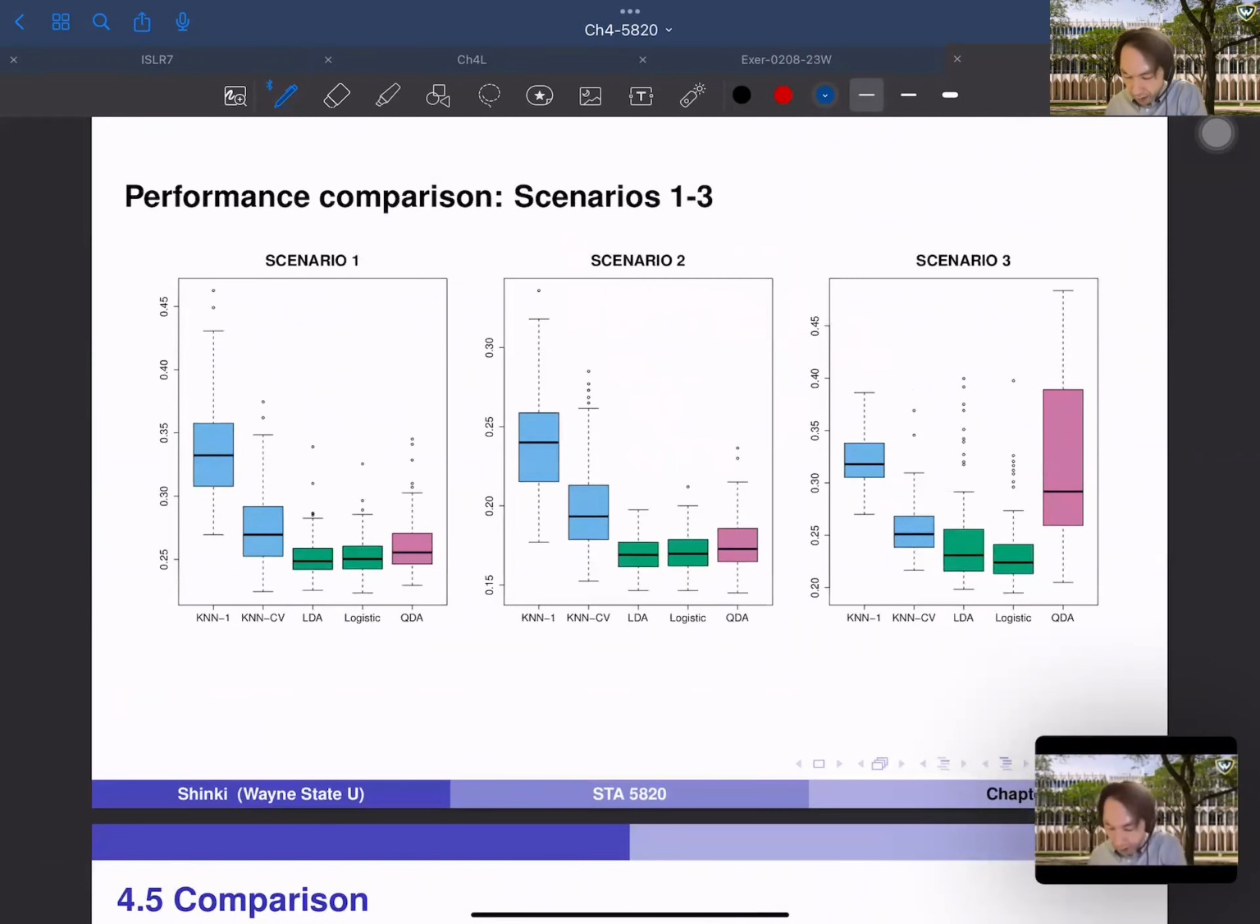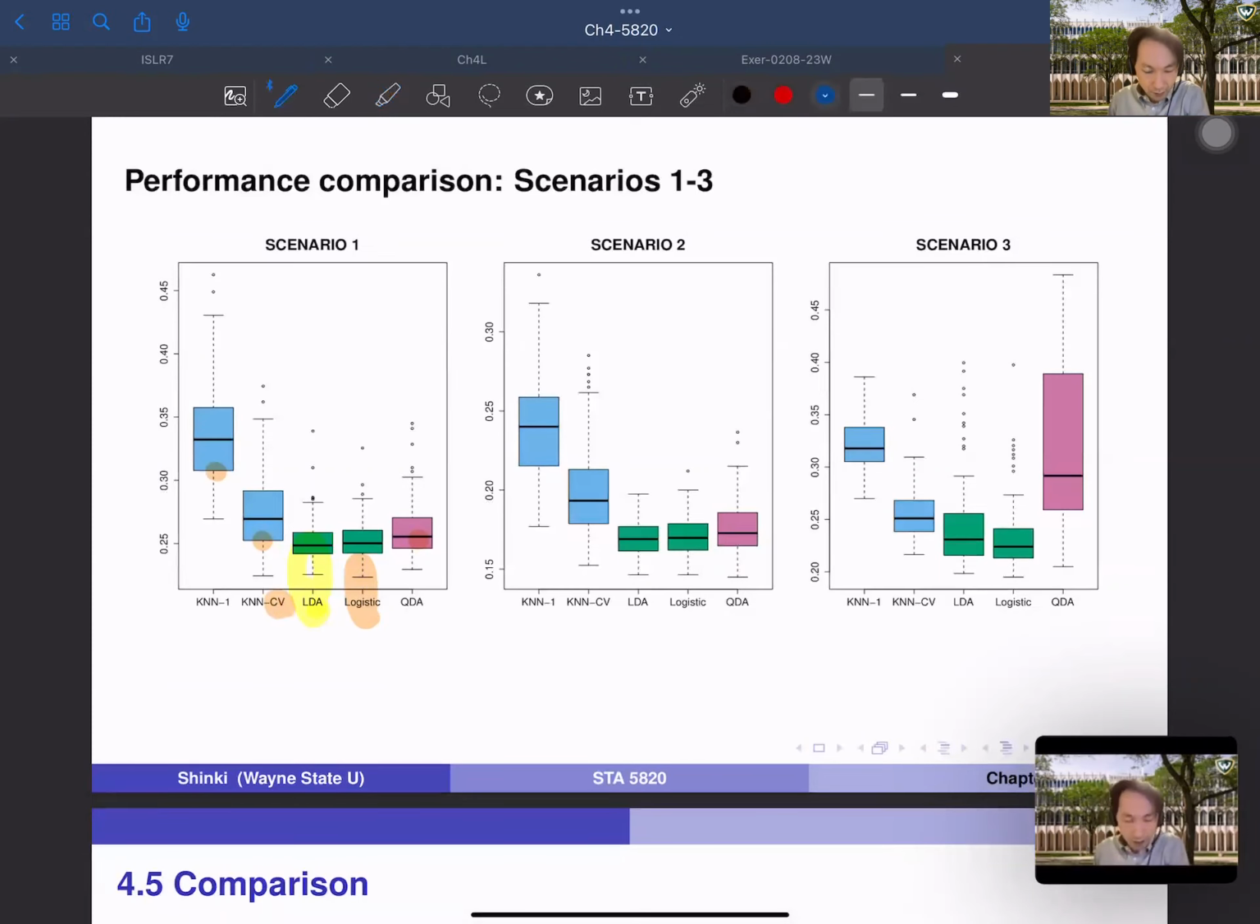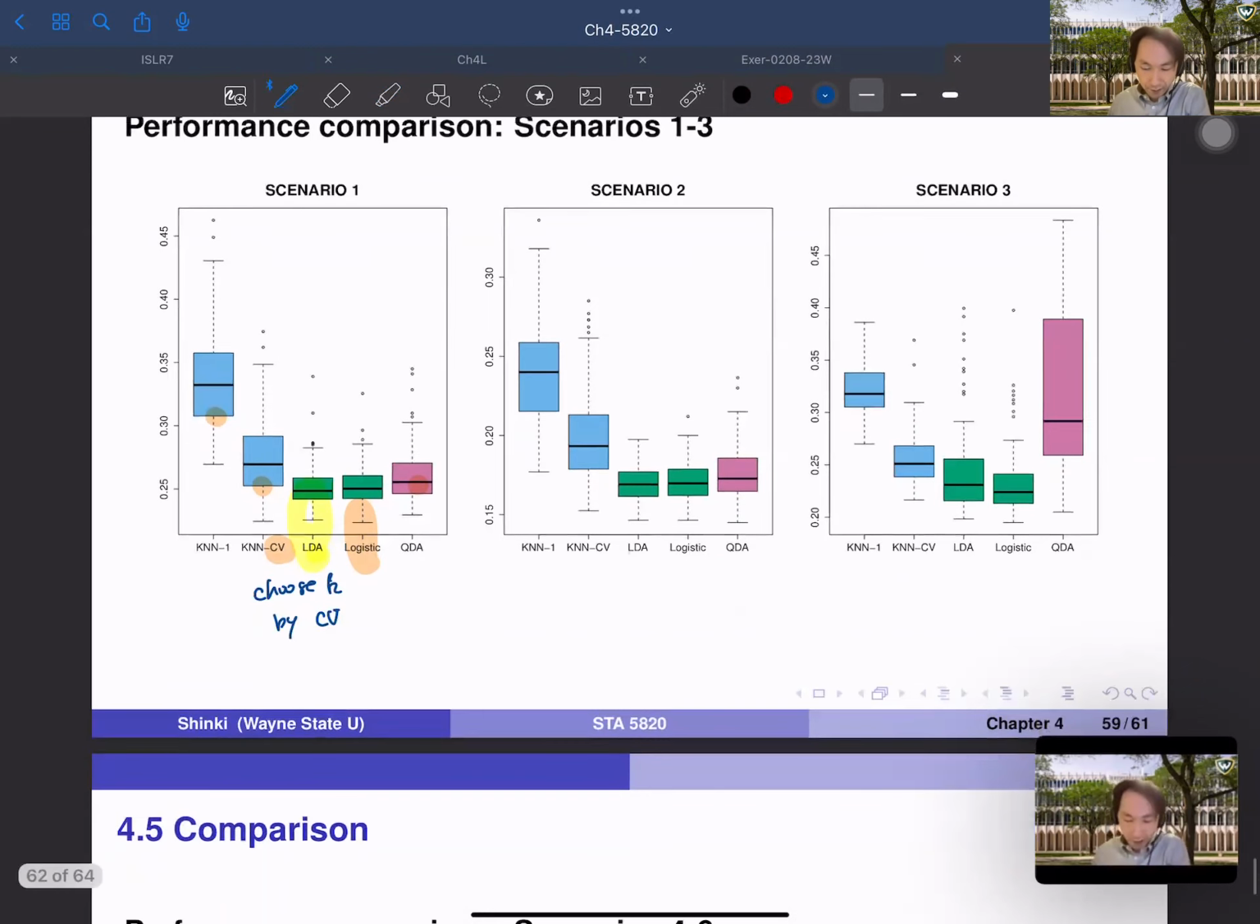Okay, so scenario 1. The underlying assumption is LDA. Then LDA is the best. Logistic regression is similar, so it's the second best. And QDA, with its additional parameters, performs worse. And KNN is worse because we don't need such complicated assumptions. KNN-CV means we choose K by some simulation method, so-called cross-validation. We will cover it later.